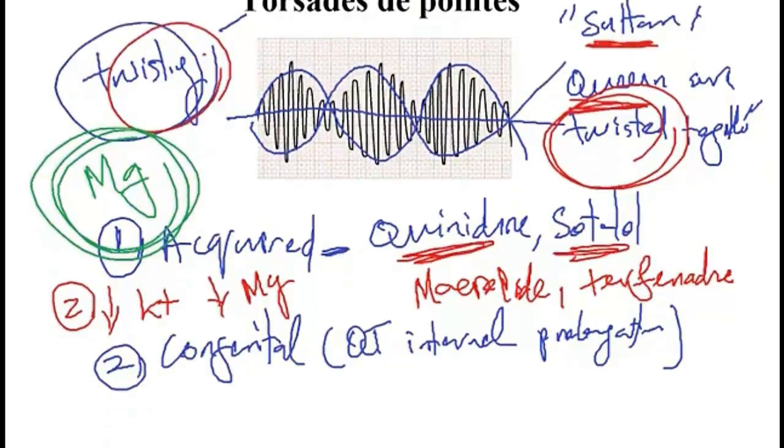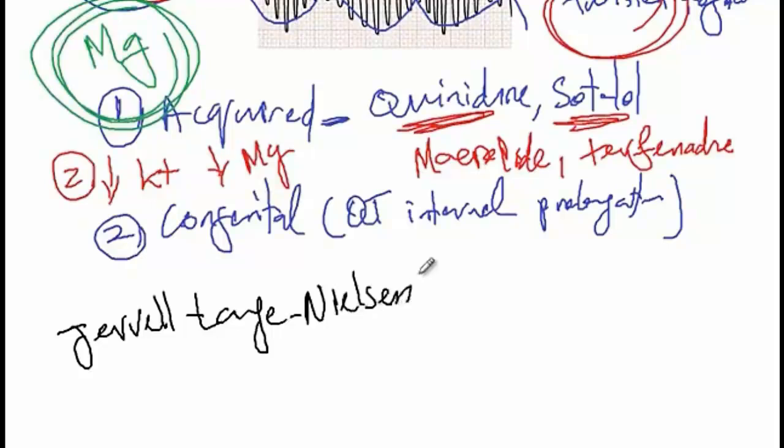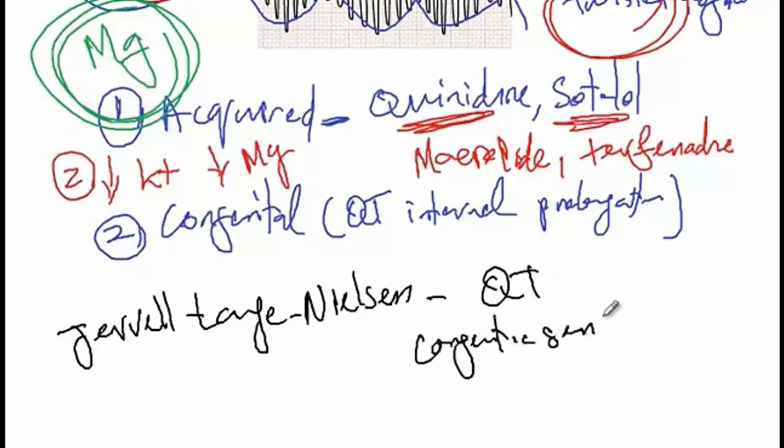Now, as for the congenital condition, there is a syndrome called the Jervell-Lange-Nielsen syndrome. So these patients have the QT interval prolongation because of defects in the cardiac magnesium or potassium channels. In addition, they can present with the congenital sensory neuronal deafness as well.